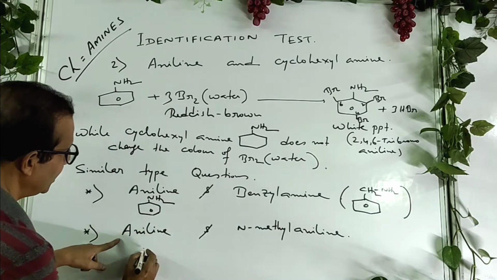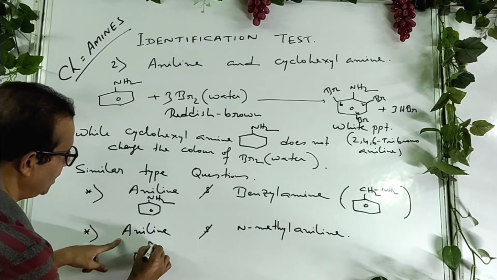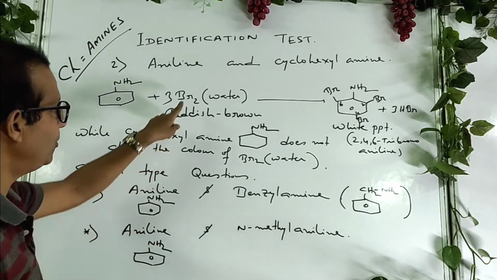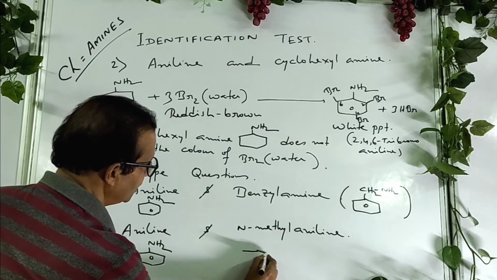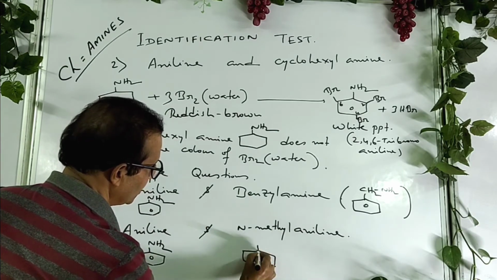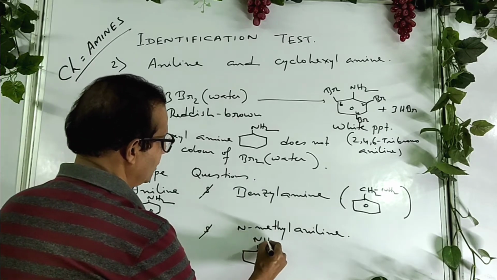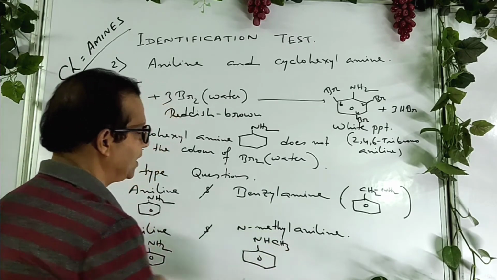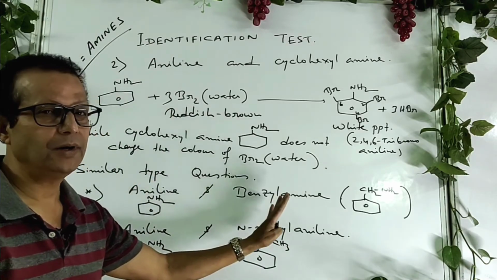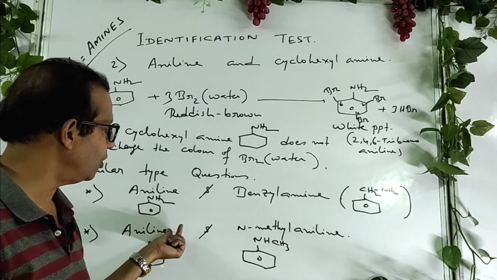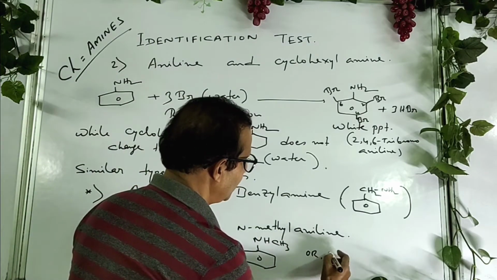Here also you can write the answer in the same way in terms of bromine water solution, aniline gives the bromine water test, while N-methylaniline, how to draw N-methylaniline? Listen, 2 hydrogen atoms are there in aniline. Replace 1 hydrogen by methyl group, so it is N-methylaniline. Sometimes I have seen they give the question not in language, but in terms of the structure, or they may retain it in this way also.